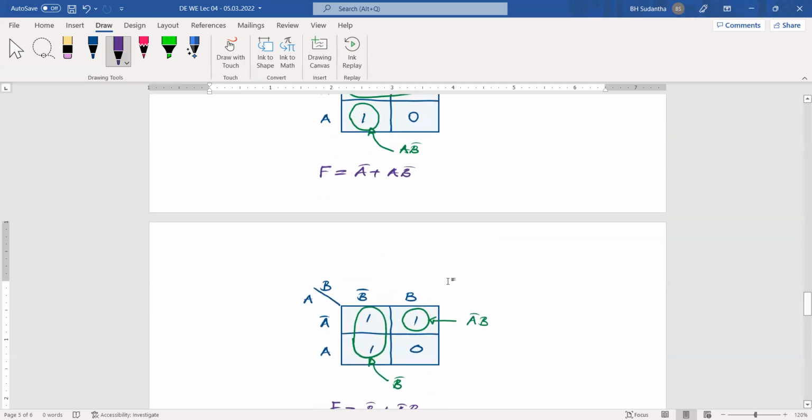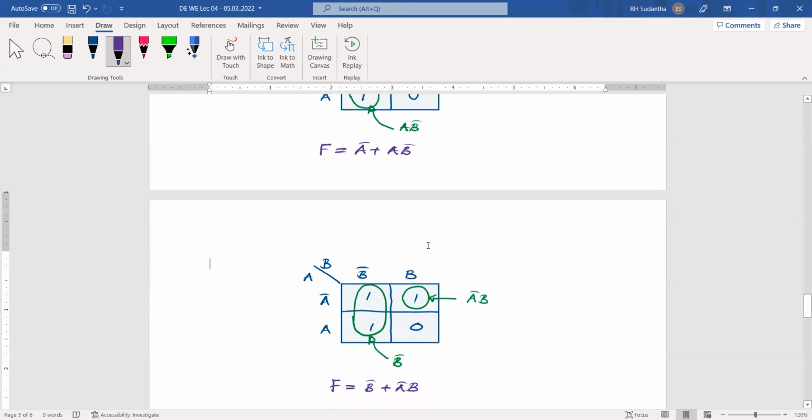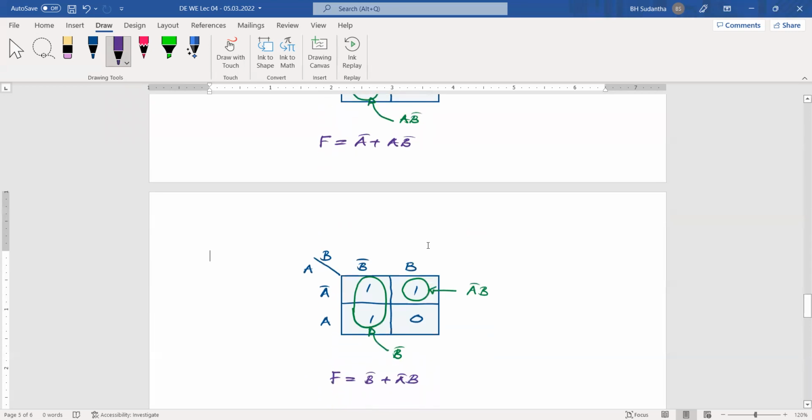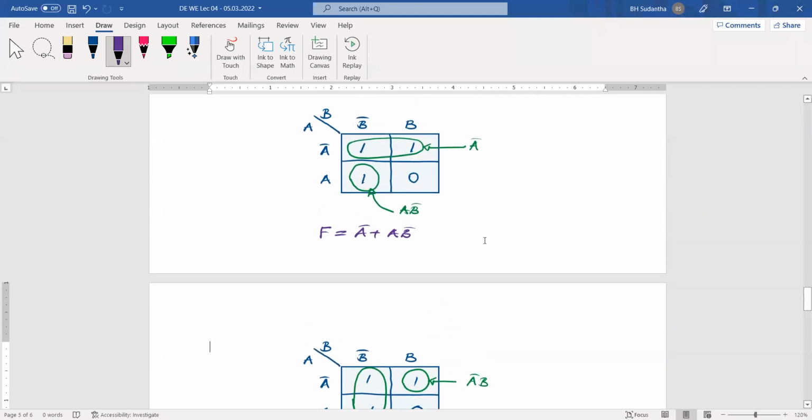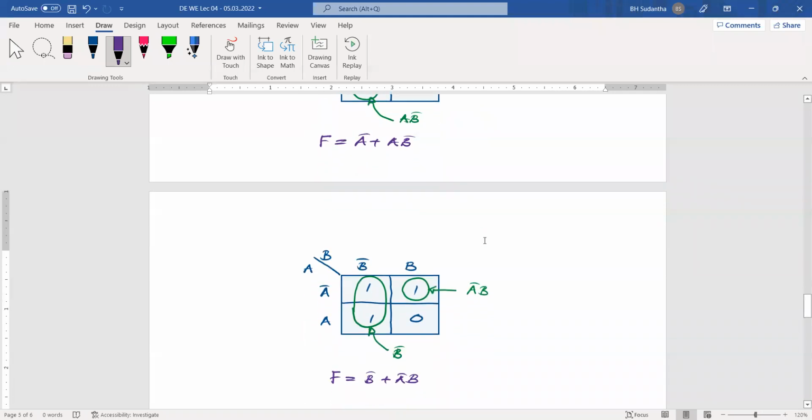Okay. Here it's A bar plus A B bar. Now from this map we received this one. It's B bar plus A bar B. But is it wrong? No, it's not wrong. We haven't done anything wrong. Because of that, this resultant equation is not incorrect. Okay. Both equations are correct.